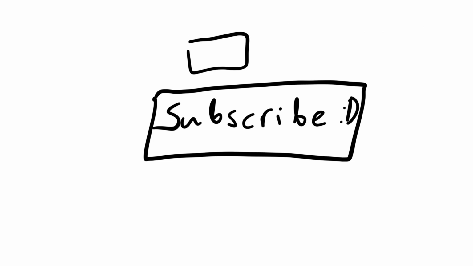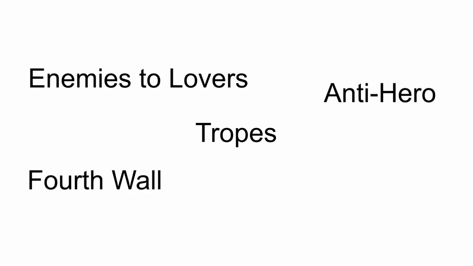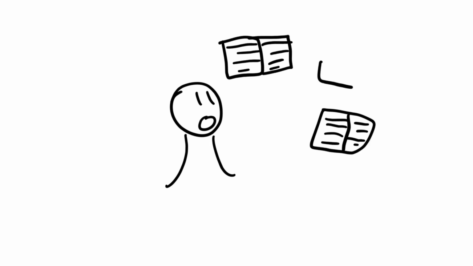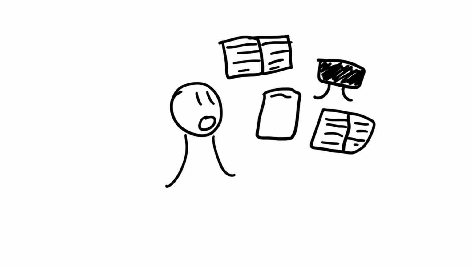let's go over a few examples of tropes. Some tropes include enemies to lovers, the anti-hero, breaking the fourth wall, and the annoying character has a point. You've seen these at least once in a piece of writing, and it comes as no surprise that other pieces of writing have also used them. It's because they work, simple as that.